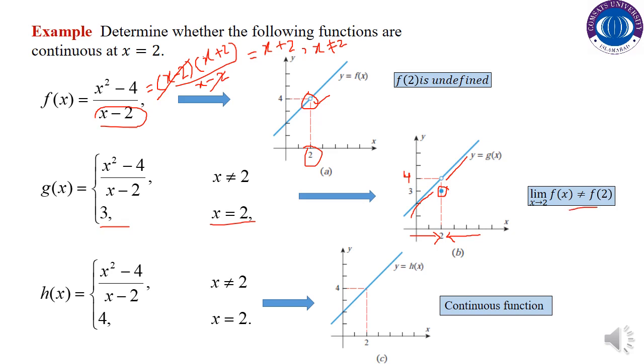And you can directly see from the graph, this graph has a hole. So this is a discontinuous graph, and the second condition of continuity is not being fulfilled.